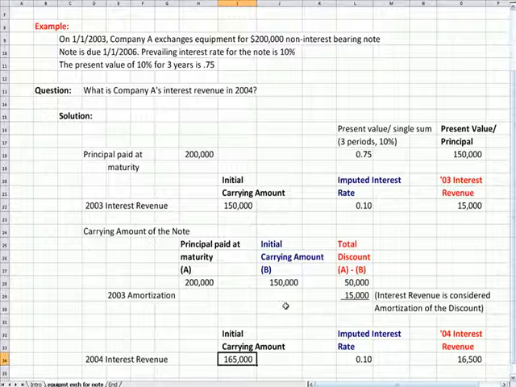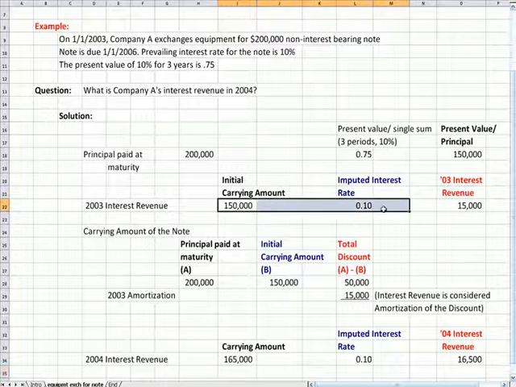So what I say here is the total discount on the bond was $200,000 less the $150,000. That was the total discount. And the 2003 amortization is going to be the same amount as the revenue, $15,000. You can see those two are linked. So the carrying amount, when we have a bond, we have an investment that's at a discount, we amortize up to the par value, or in this case, the principal amount. So we add the amortization for 2003 to the carrying amount. I'm going to get rid of the word initial there. The carrying amount for 2004 is $165,000. It's the 150 in blue plus the 15 in green.